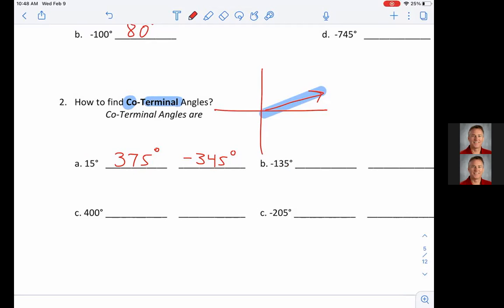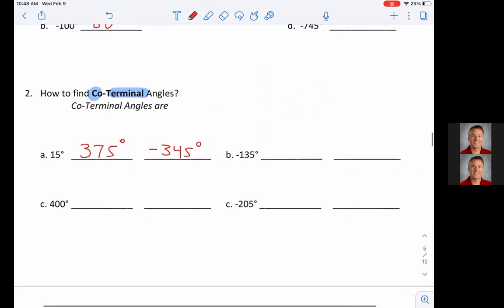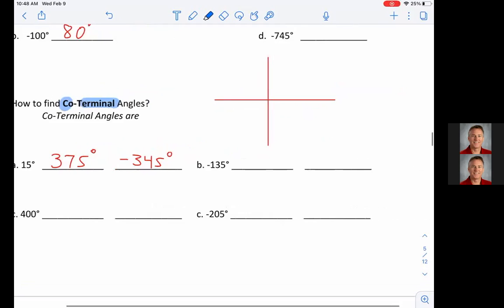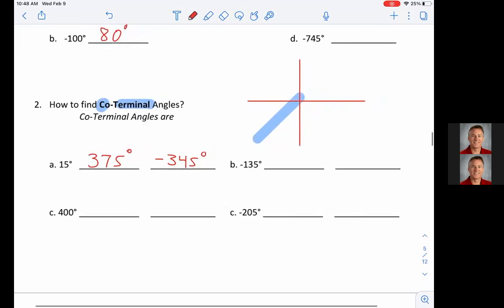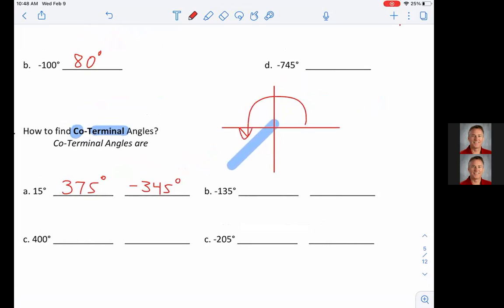All right, so for, let's say, part B, for negative 135 degrees, first I would figure out, all right, what quadrant is that in? Well, negative 135 degrees, I'm going clockwise because it's negative, and 135 is less than half a circle. It's more than 90, but less than half a circle. So I'm going to end up here, down in the third quadrant. So to find a coterminal, I could go this way.